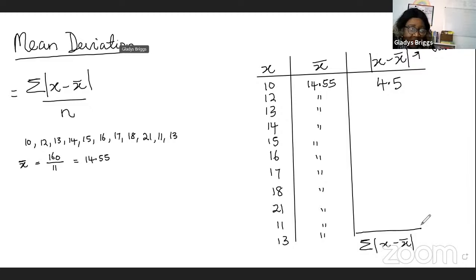Okay, so for this one, the first one is going to be, I don't know whether you people know what you're doing. 10 minus 14.55. And the next one will be 12 minus 14.55, 13, and so on. And you fill up that place, okay?